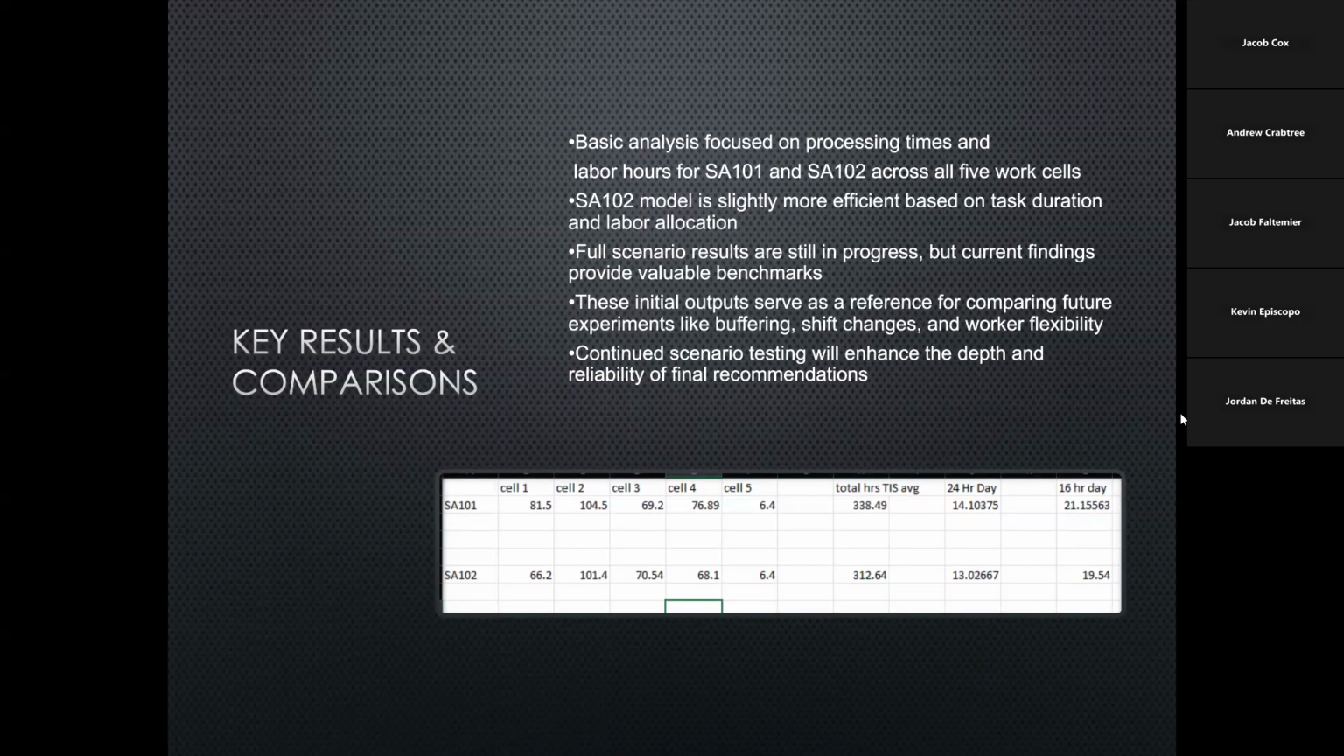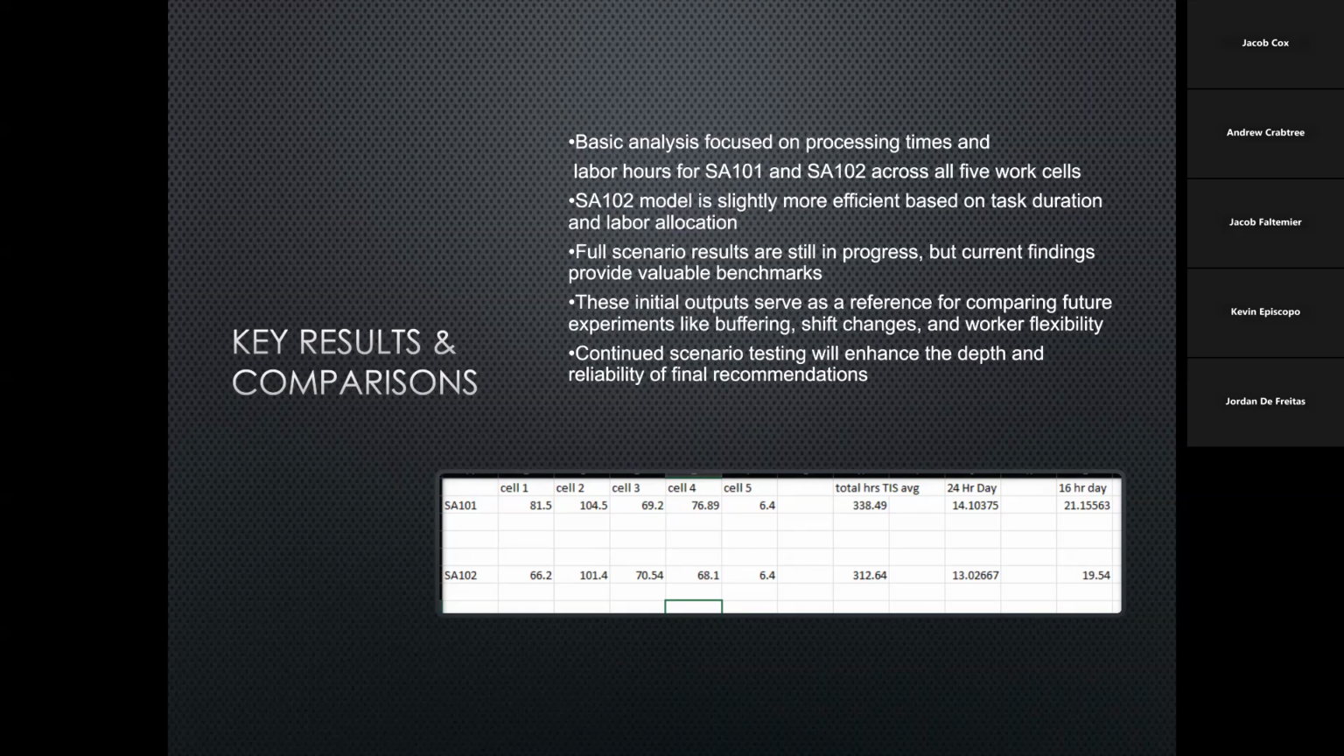Hey, so Jacob Faltmeyer back here again. First off, as part of our initial work, we focused on analyzing the processing times and labor hours for both SA 101 and SA 102 models across all 5 work cells. What we found is that SA 102 is slightly more efficient overall, mainly due to shorter task durations and a better distribution of labor requirements at several stations.